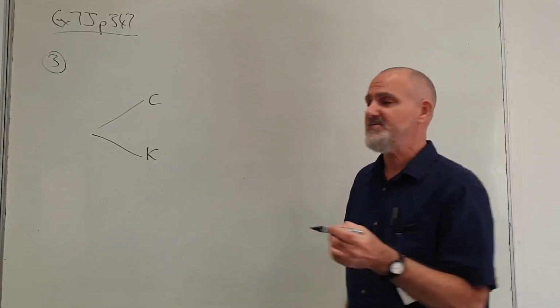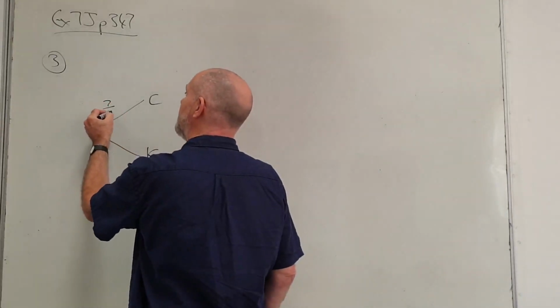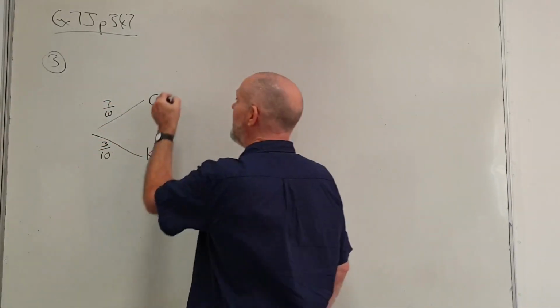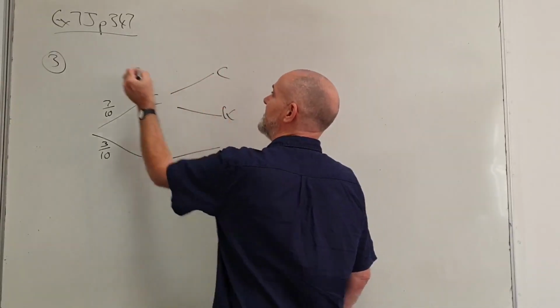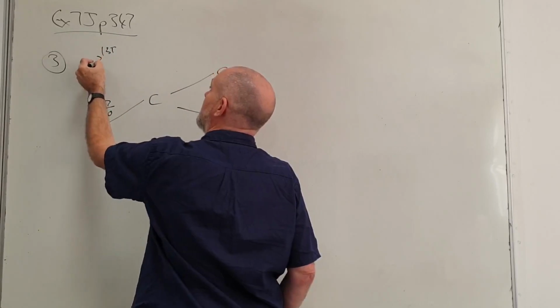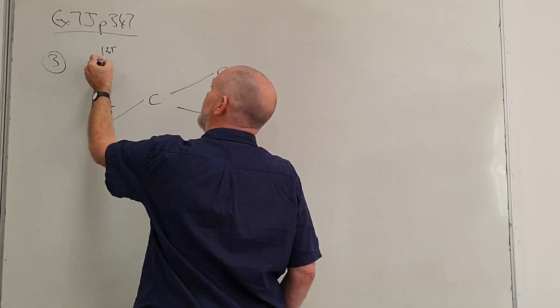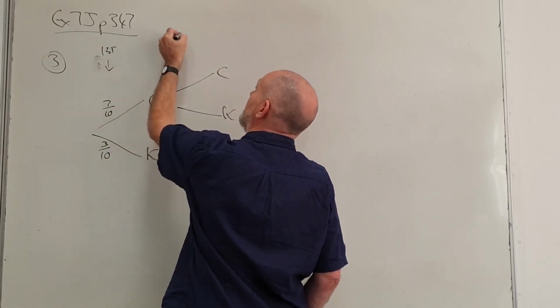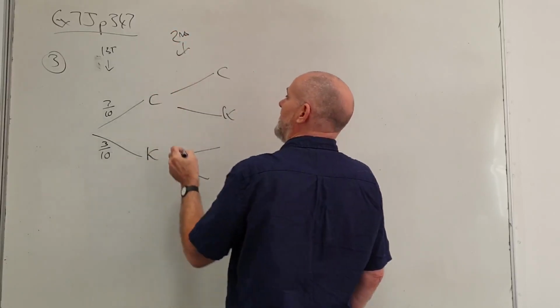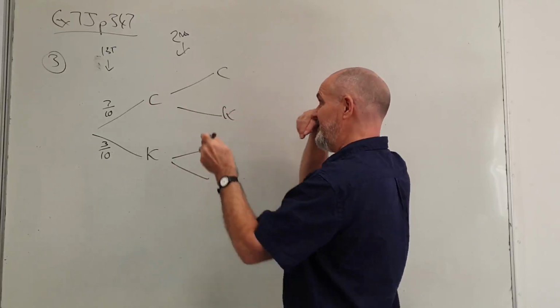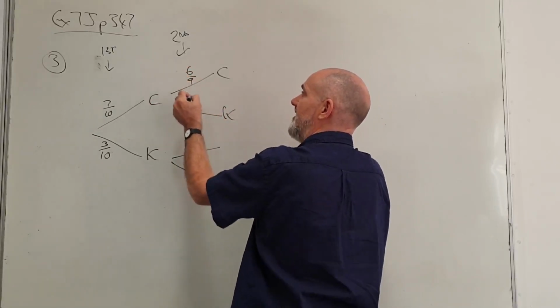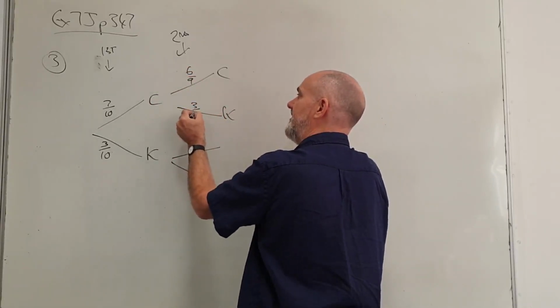And so there's 10 items altogether. So that's going to be 7 out of 10. And that's going to be 3 out of 10. And then when we do the next choice, so this is the first selection, that's the first, and this is the second. So if the person chose a coin to start with, then there's only going to be 6 coins left, and there's 9 items. So that's 6 ninths and 3 ninths.